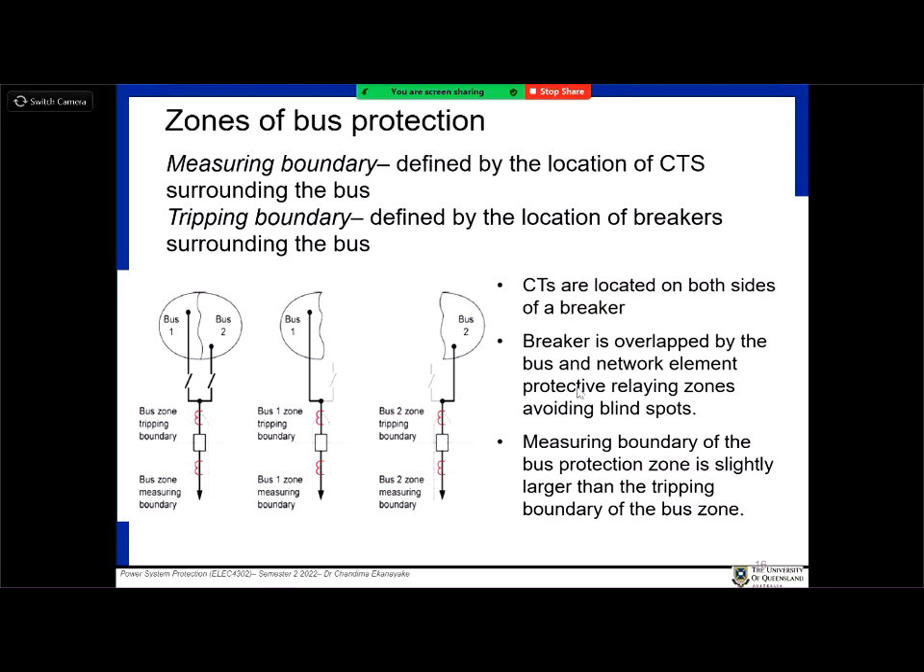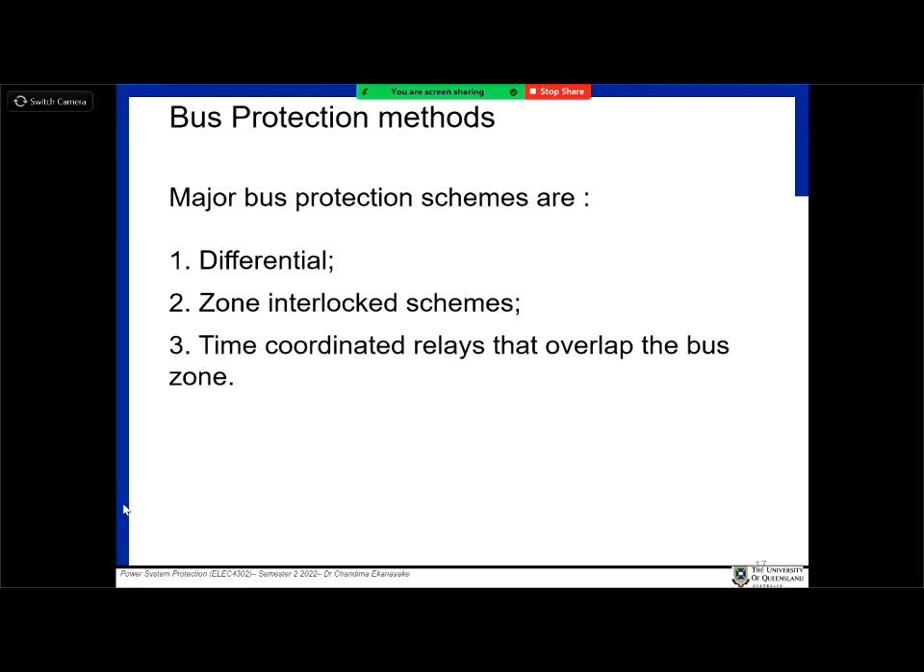Remember, as I said, the breaker is overlapped by the bus and network element protective relaying zones, avoiding blind spots. It's very, very important to avoid blind spots when you are looking at the protection zones. That's why the boundary of the bus protection measuring zone is slightly larger than the tripping zone. The tripping is here, and this one is there. Remember that those are very important points when you are designing a protection scheme.